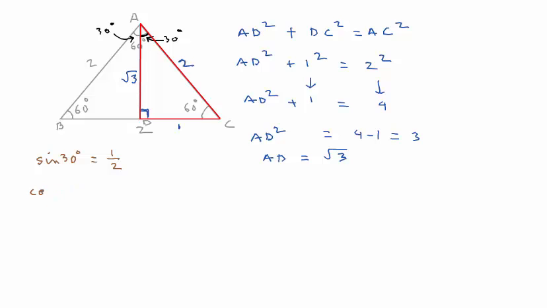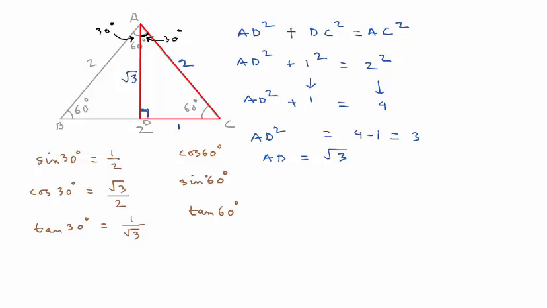Similarly, cosine 30 degrees is going to be the adjacent, that's square root of 3, over the hypotenuse, which is 2. And tan 30 degrees, you got it right, it's the opposite, 1 over the adjacent, that's square root of 3. Now if you want to find out cosine 60 degrees, sine 60 degrees and tan 60 degrees, you could use this angle.